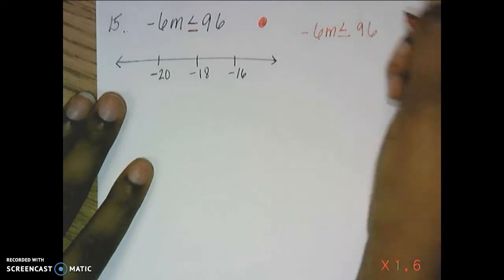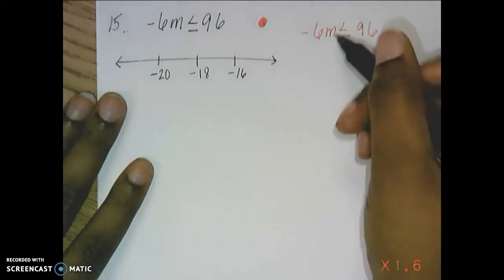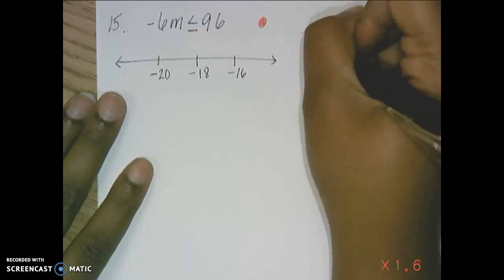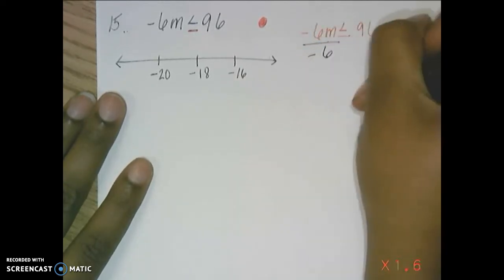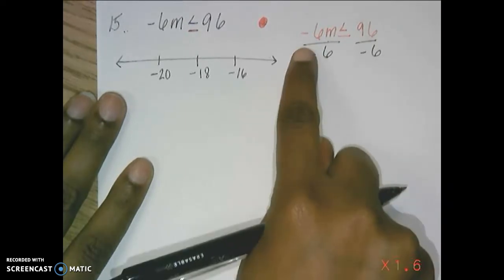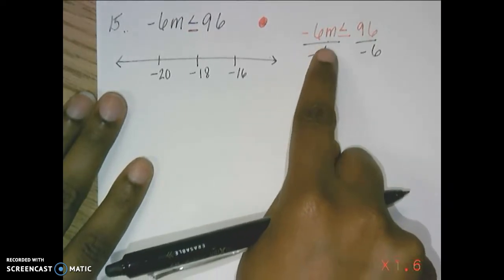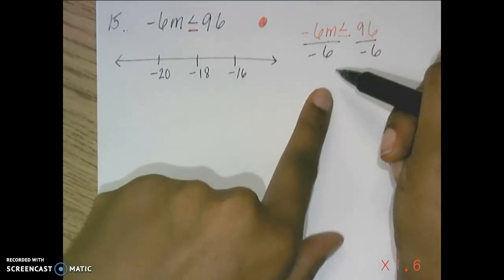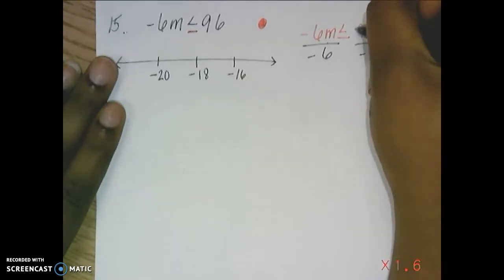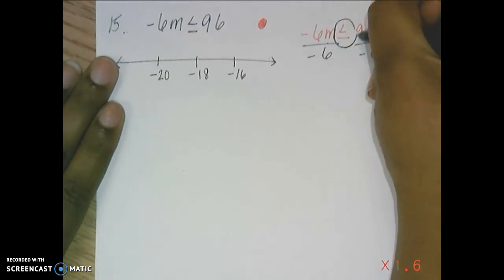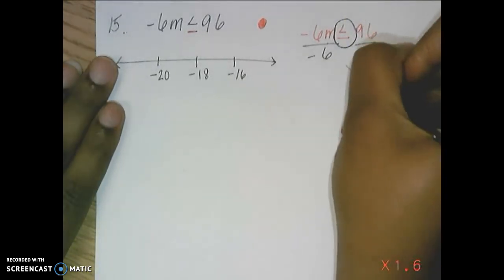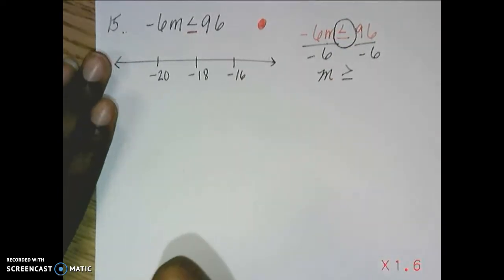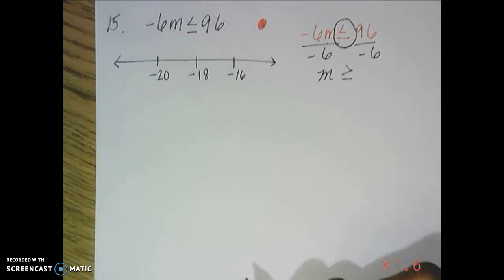Okay, so what we have to do in order to get m by itself, I need this -6 to become a 1. So in order to make the -6 become a 1, I need to divide both sides by -6, because that's understood to be -6 times m. So with that being said, I just divided by a negative number. What happens to the sign, y'all? We circle it as a reminder that it has to flip to the other side. So what happens is I'll have m is going to be now greater than or equal to.